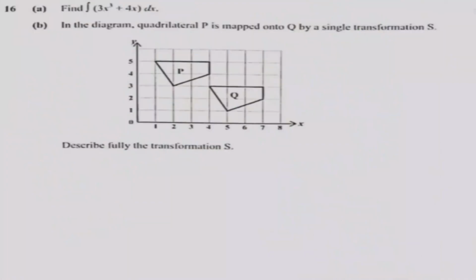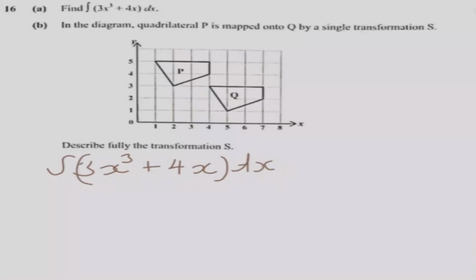We come to question 16, which is as follows. Find the integral of (3x^3 + 4x) dx. So what I'm going to do is integrate that expression. I'm going to write 3x raised to the power of 3 plus 4x dx. Now these should be in brackets like that.